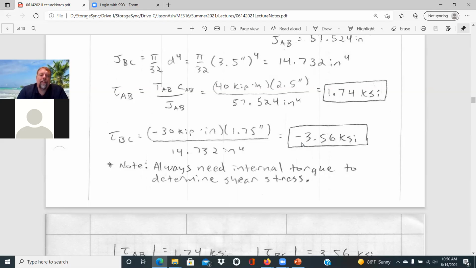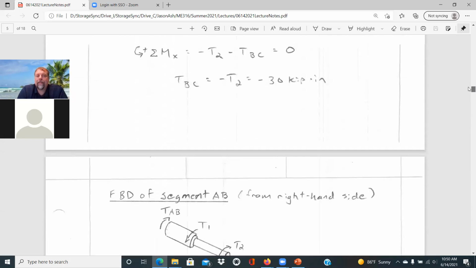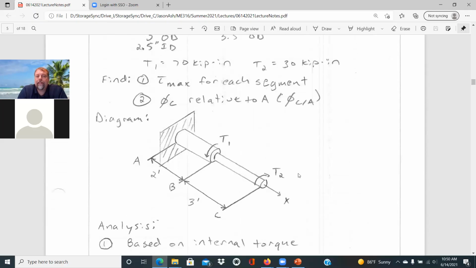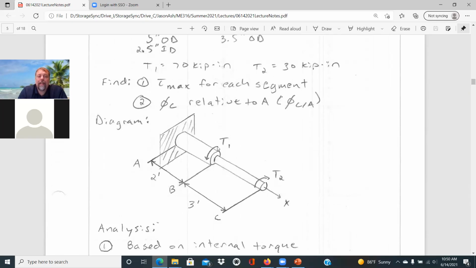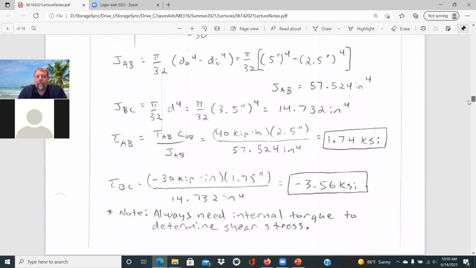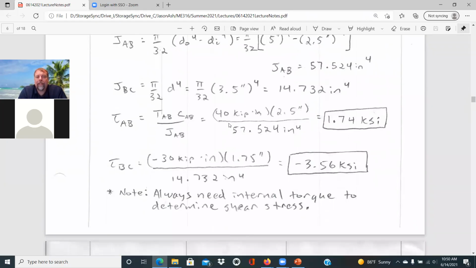But one main note on this is that you cannot rely on the external torques, T1 and T2, to solve for the internal stresses. You always need to do the free body diagram to figure out what those internal torques are. Because we'll notice that our maximum torque that we applied to this thing was 70 kip inch, but the maximum any of the materials ever sees is 40 kip inch. And based on these stresses, you could then relate these back to the material strengths.